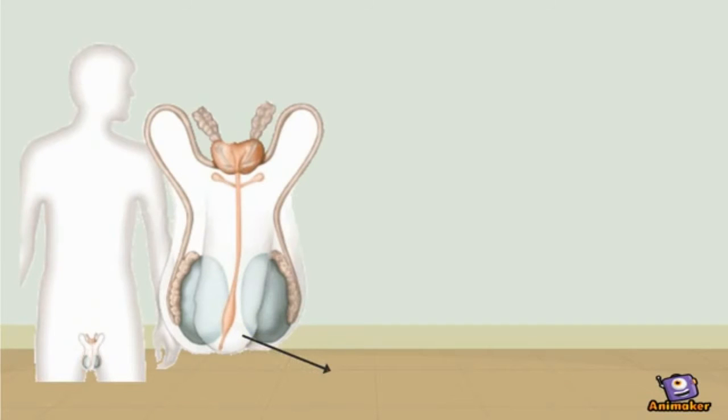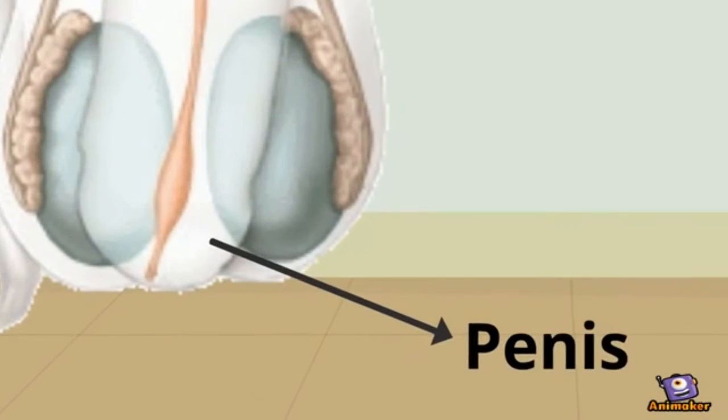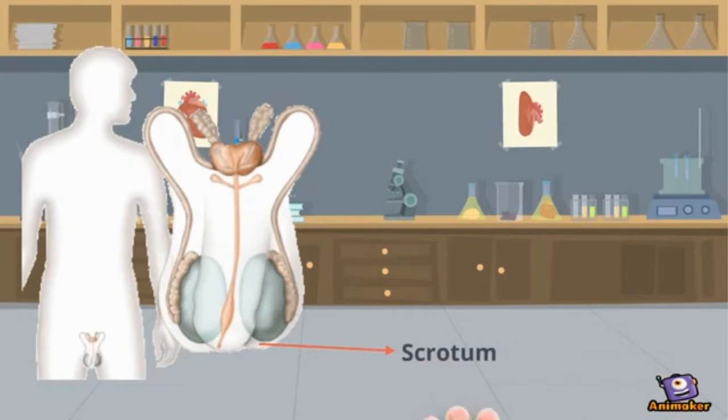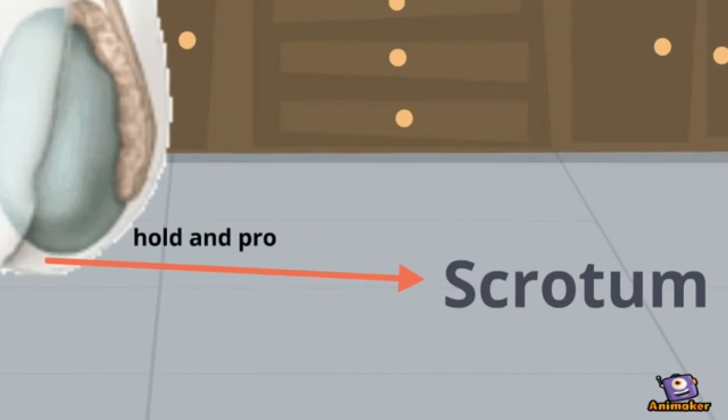Now let's look at the penis. It is full of erectile tissue which can fill with blood for erection purposes. Last but not least, the scrotum functions to hold and protect the testicles.